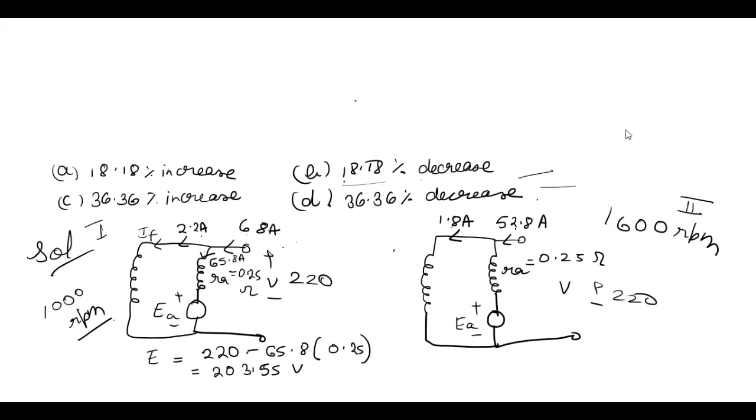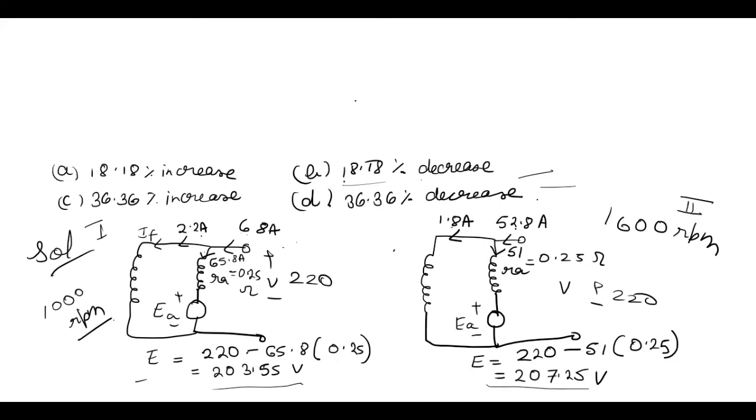In the second case, it is 52.8 ampere line current and field current is 1.8 ampere, so armature current will be 51. Similarly, induced EMF will be V, which is 220 volt, minus Ia 51 into 0.25. So E is equal to 207.25 volts. So in the first case E is 203.55 and in the second case E is 207.25 volts.